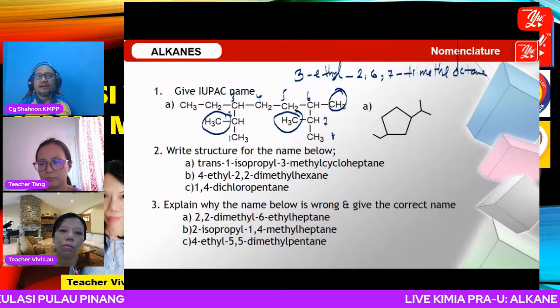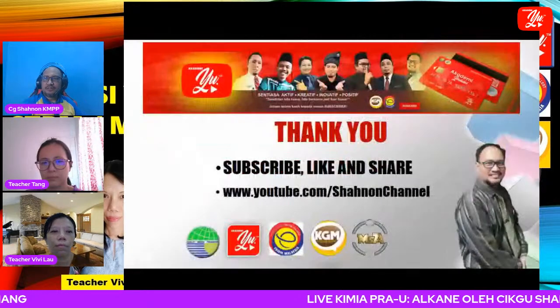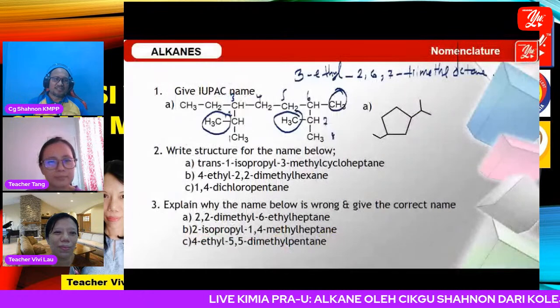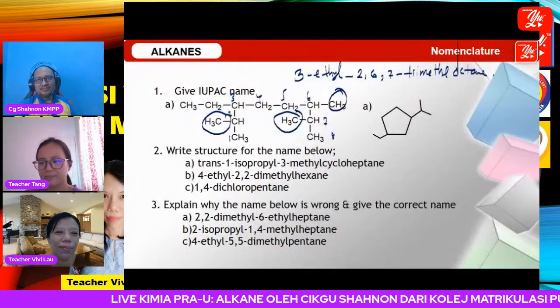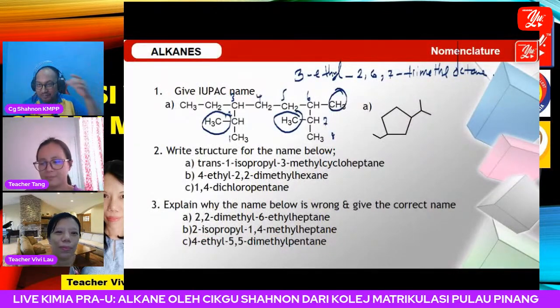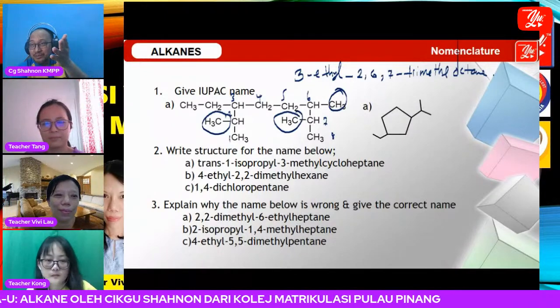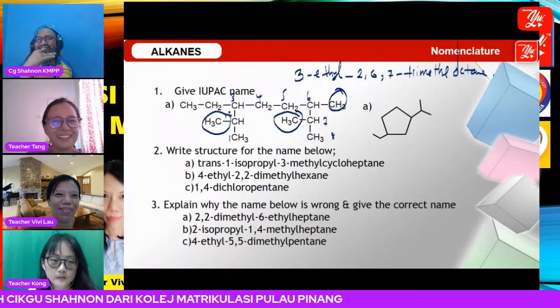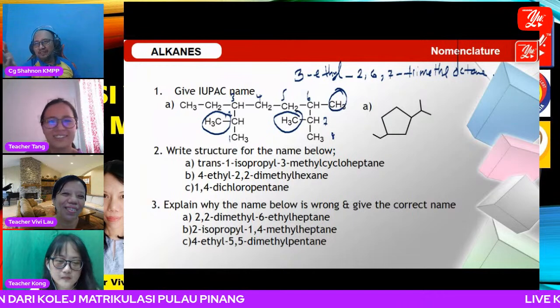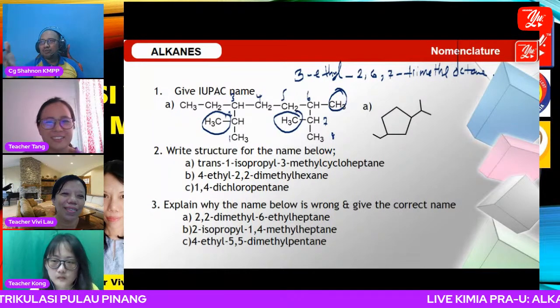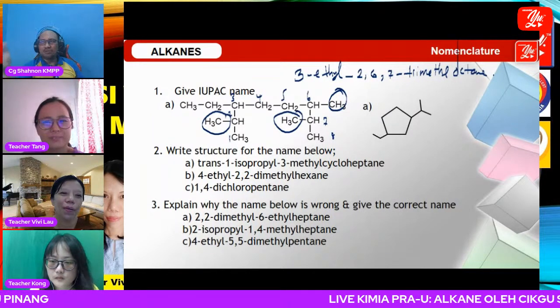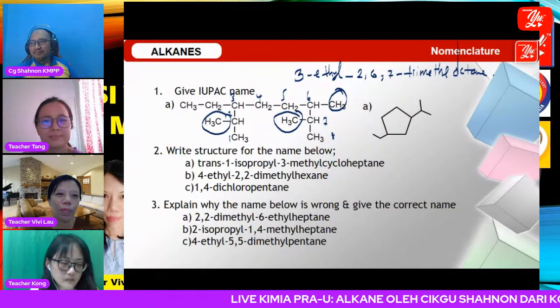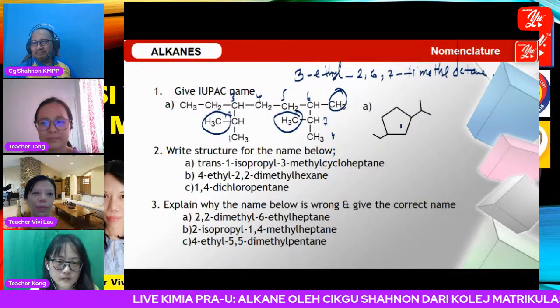Octane. Wow. Oops. We still have 4 minutes more to go, so I have a lot of structures to be written. Okay, so the name for the structure is 3-ethyl-2,6,7-trimethyloctane. All right. Okay, this one.